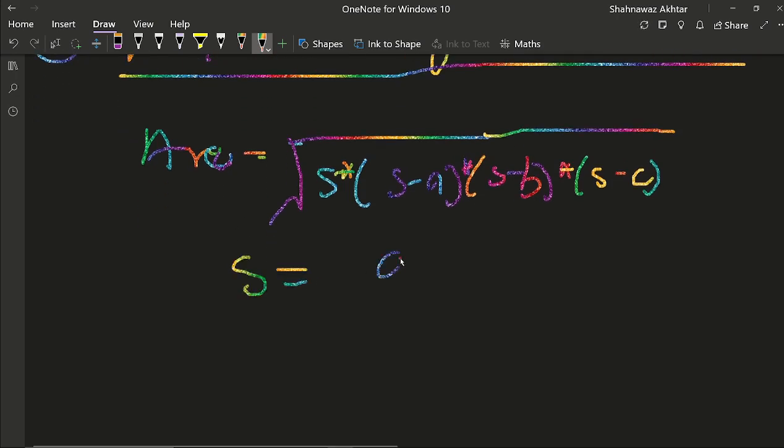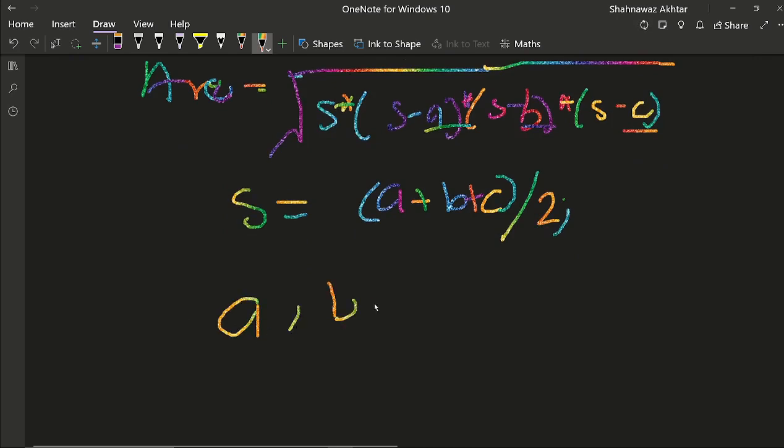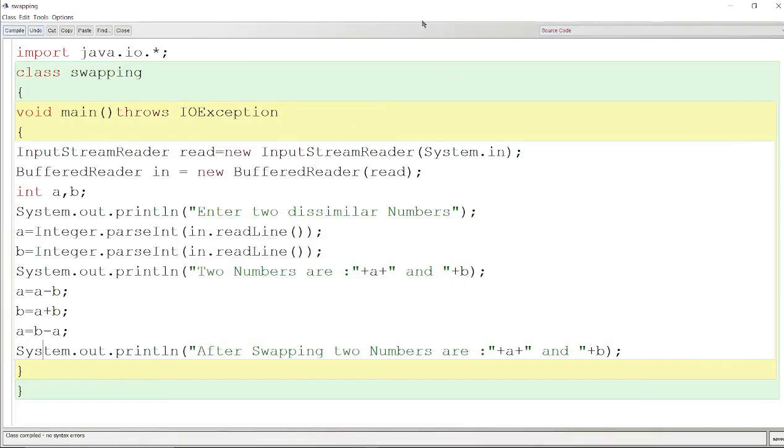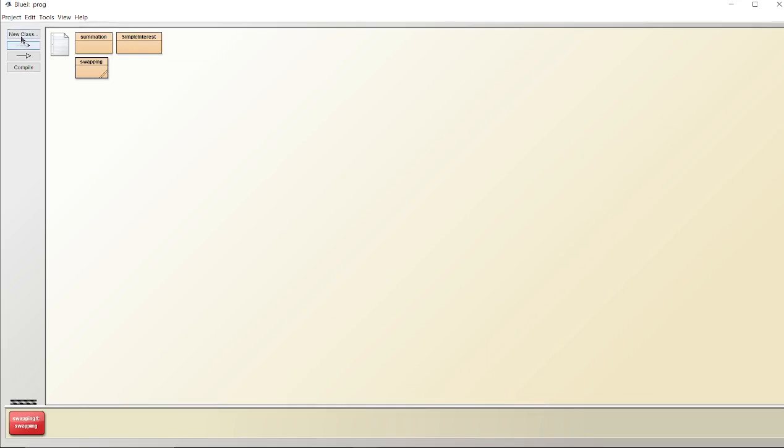And what is s? It is the semi-perimeter, that is a plus b plus c. This is the perimeter. And if I divide this whole expression by 2, then it is known as the semi-perimeter. So I have to take input as what? A, B, and C. I have to take A, B, and C as the inputs. In a scalene triangle, all the three sides are unequal. So I have to take the unequal sides as input.